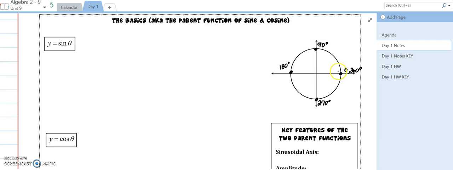So the coordinate points here, of course, at 0 or 360, you move out 1. At 90, you move up 1. 180, you move back 1. And 270, you move down 1. Big thing to remember: sine is the same as y, and cosine is the same as x.